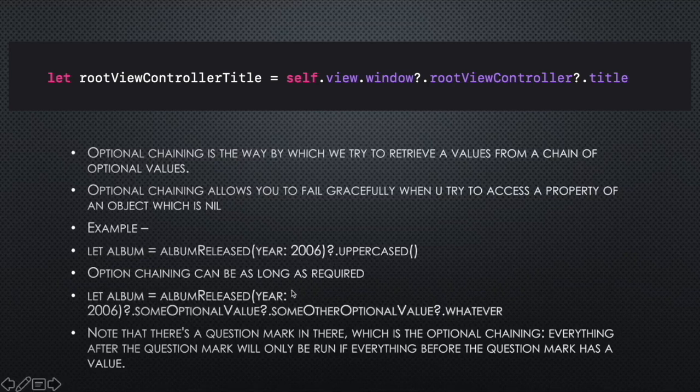Optional chaining can be as long as required. For the same thing, you can say question mark some optional value, question mark some optional value, whatever. Note that the question mark is the optional chaining. Everything after the question mark will only be run if everything before the question mark has a value. If it does not have a value and it is null, then optional chaining will break and it will not continue to try to access anything after the question mark.